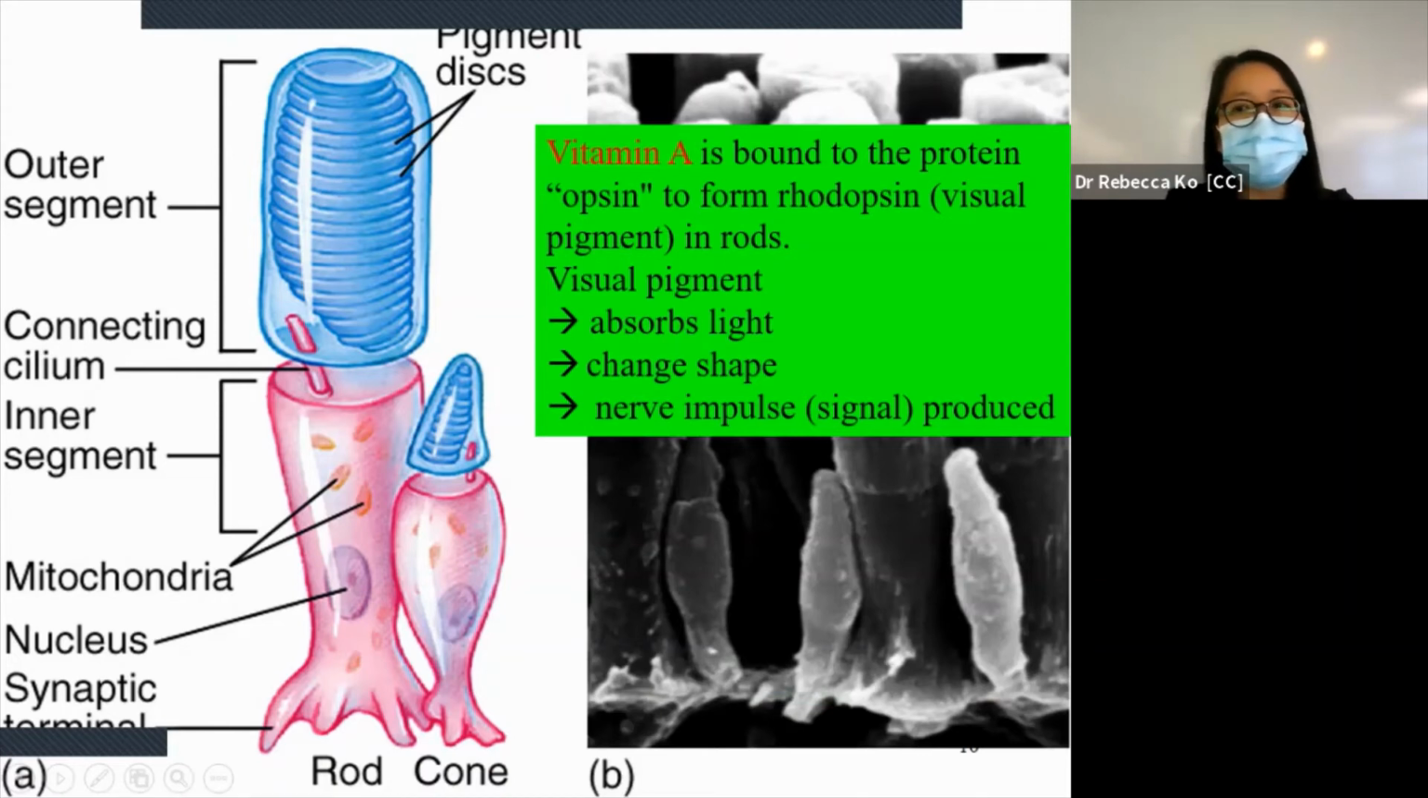So you will find the protein is stored in the disc, and then absorbing the light will generate the rhodopsin. That's the visual pigment, so that it can absorb the light, and then will generate the impulse at the end.